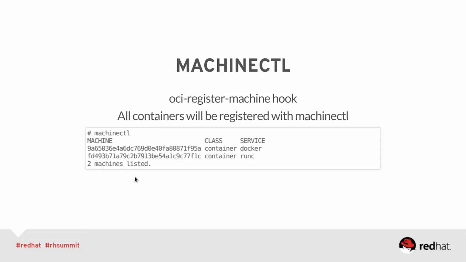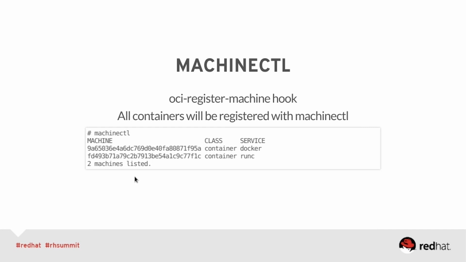So we've added two hooks to the system. One of them is called the OCI register machine hook. Systemd has this concept of machines, it's called machinectl. What machinectl does is list all virtualization on the system. So if you run machinectl and you have VMs running, it will list out all the VMs that are running on the machine. If you run systemd-nspawn containers, it will list out those containers. If you run Rocket containers, it will list those containers out. If you run it with Docker, no containers, because Docker doesn't like systemd.